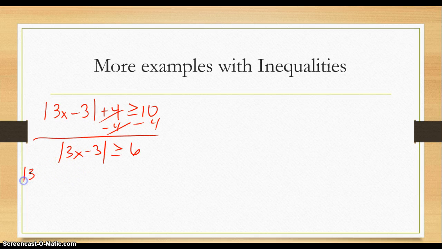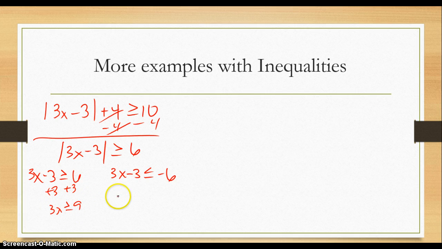Sorry, let me erase that. 3x minus 3 is greater than or equal to 6, and 3x minus 3 is less than or equal to negative 6. So add 3 over. 3x is greater than or equal to 9. Add 3. 3x is less than or equal to negative 3.